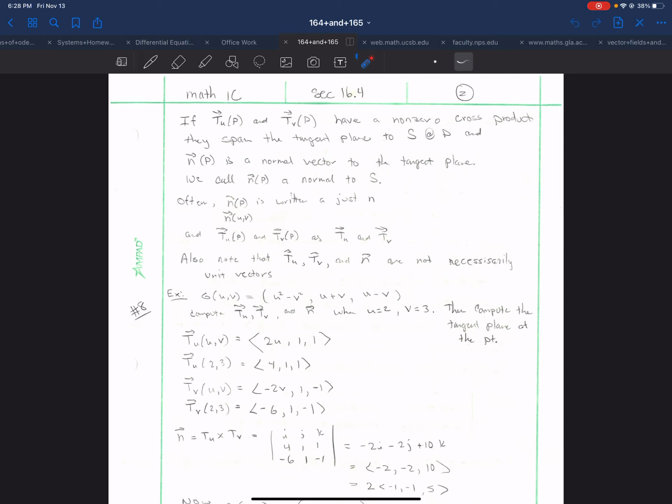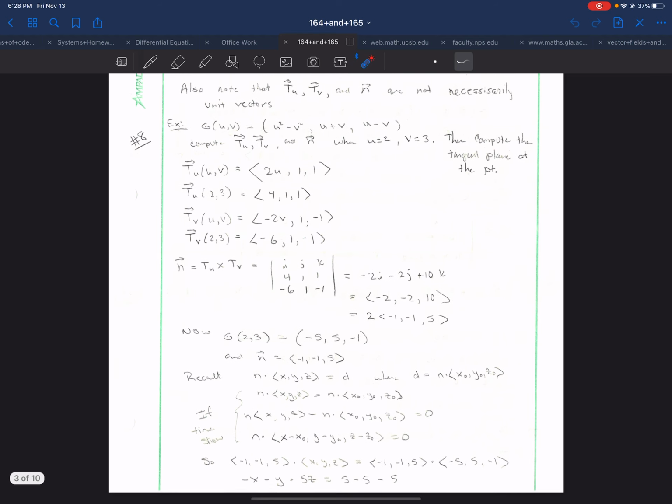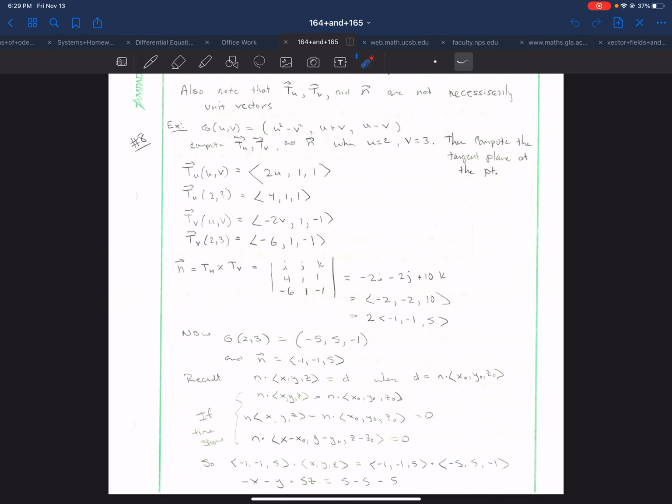A lot of times we just write it n, or n with an arrow on the top. Tu and tv of p, or you could put the u and v in there. Just t sub u, t sub v. Another thing to note is that these are not necessarily unit vectors, so they don't have to be unit vectors. And now here's where an explanation of the notes should make it get a lot simpler. So this is not a problem in its own right. This is going to be part of what we do for a surface integral, but I'm walking us up to it slowly.